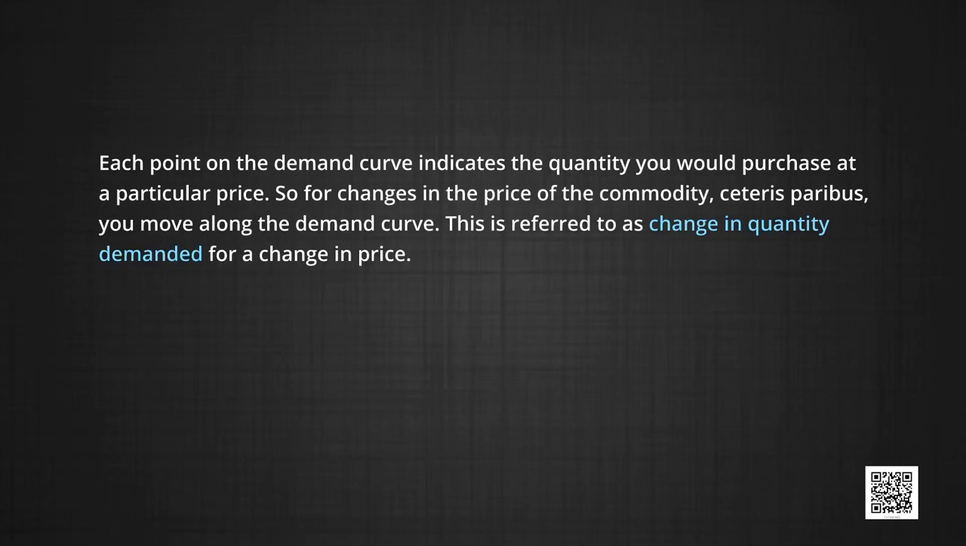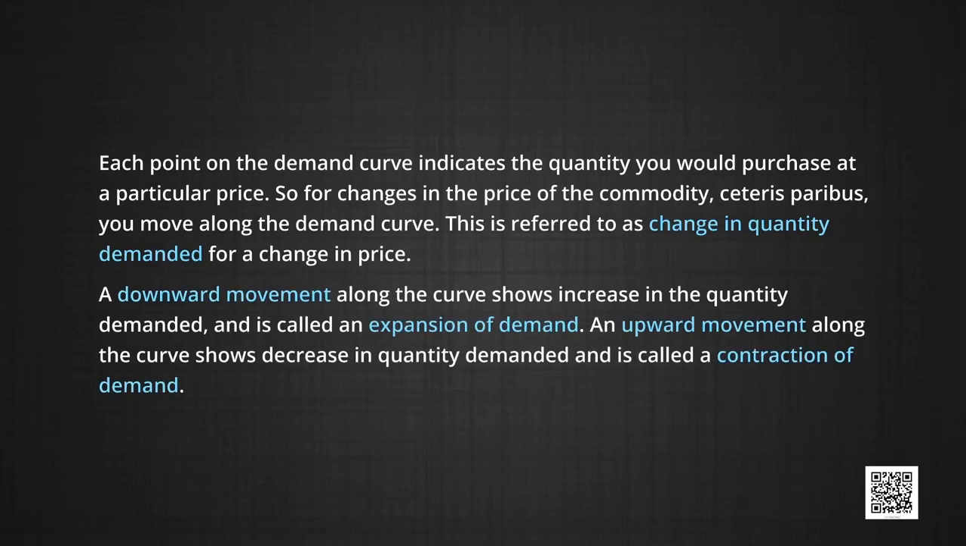The demand curves, which we drew in figures 4 and 5, were drawn with the assumption that other things remain unchanged. Each point on the demand curve indicates the quantity that one would purchase at a particular price. So, for changes in the price of the commodity, ceteris paribus, you move along the demand curve. This is referred to as a change in the quantity demanded for a change in price. A downward movement along the curve shows an increase in the quantity demanded and is called an expansion of demand. An upward movement along the curve shows a decrease in the quantity demanded and is called a contraction of demand.